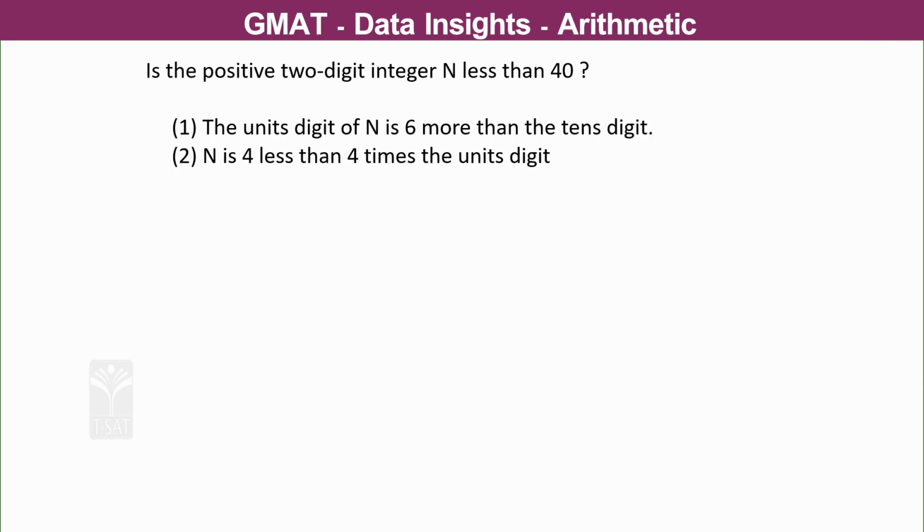Is the positive 2-digit integer n less than 40? Statement 1 tells us that the units digit of n is 6 more than the 10th digit. Let us say that this integer n is equal to ab, where a and b are its 10th digit and units digit respectively. So, b is equal to 6 plus a.